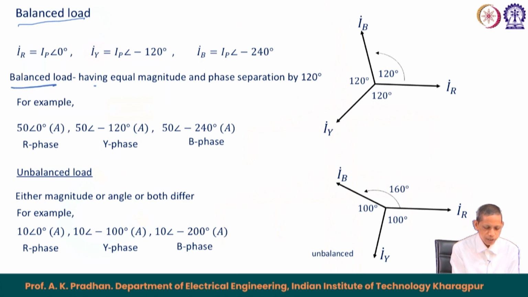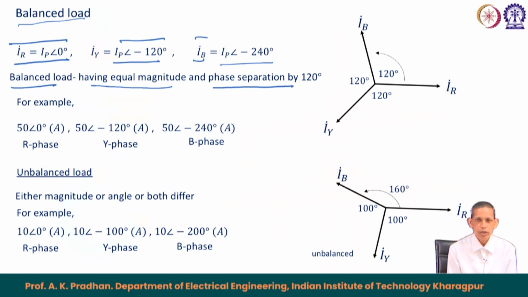Balanced load has equal magnitude and phase separation by 120 degrees. So, if you see here, I_R equals I_p at 0 degree, I_p having some value, say 10, with an angle of 0 degree, I_Y equals I_p at minus 120 degrees, and I_B equals I_p at minus 240 degrees.